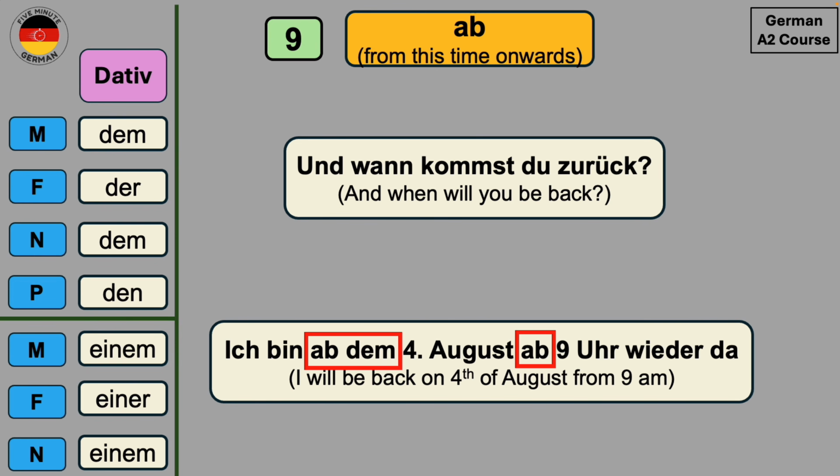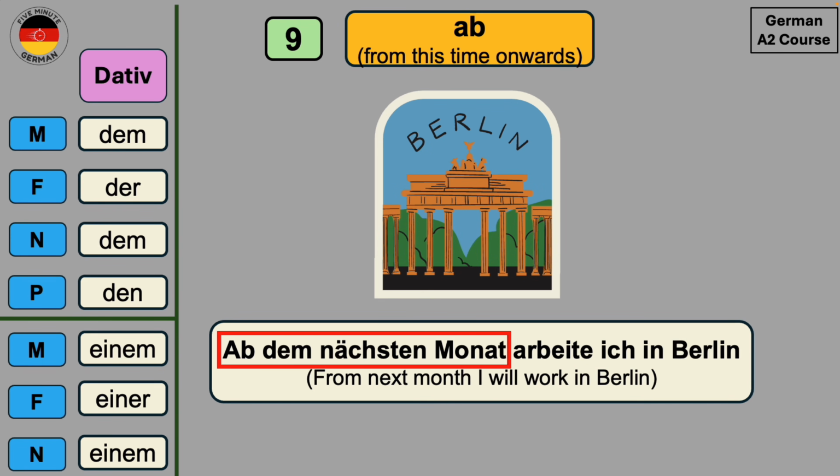Another example for ab can be Ab dem nächsten Monat arbeite ich in Berlin. From next month onwards, I will work in Berlin. So this again shows that from this point onwards, I will work in Berlin.